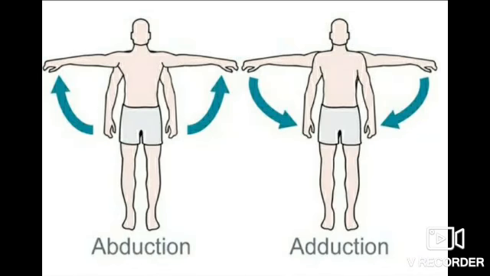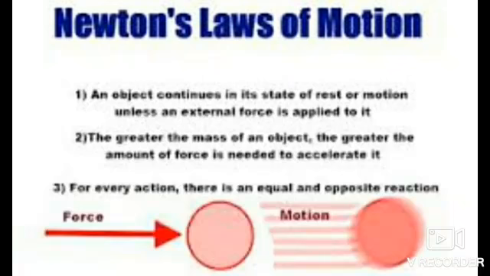And now abduction. Abduction is a lateral movement away from the middle of the body. And its examples are star jump, hip abduction machine. And now we'll come to Newton's laws of motion and their application in sports.